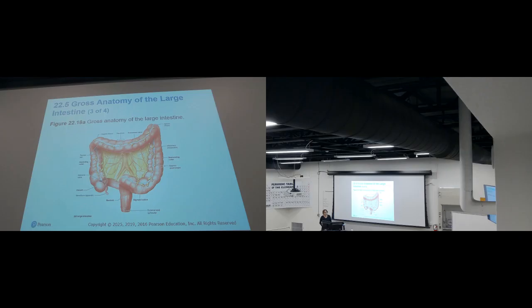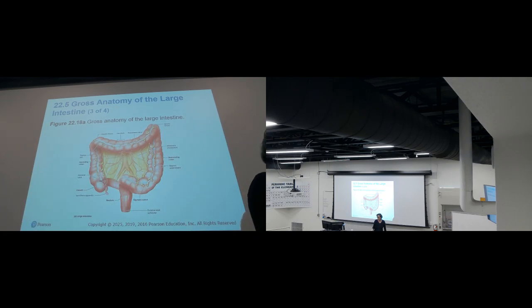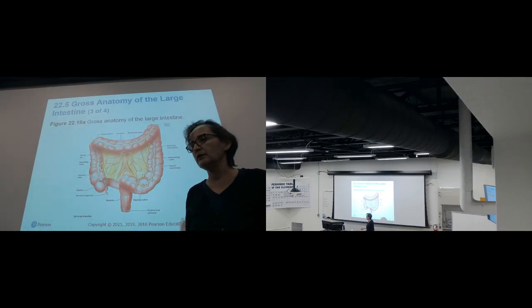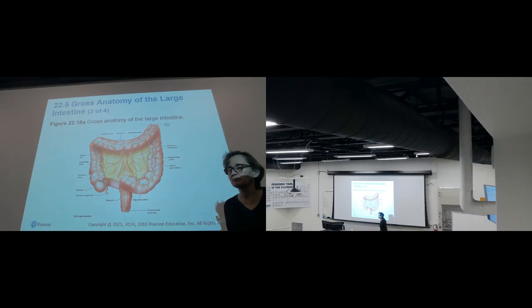So now for the large intestine. So large intestine, it is a muscular organ that is more in charge of absorbing water, producing some vitamins with the presence of bacteria, and eliminating undigested food.